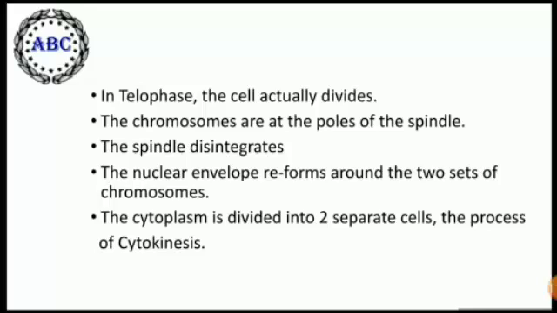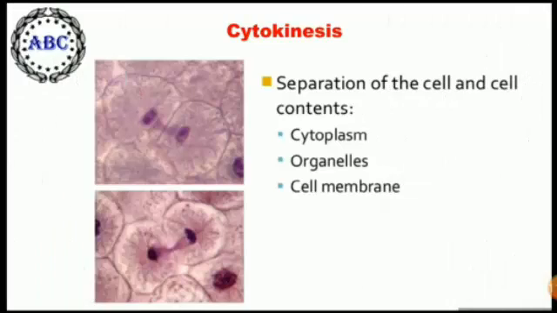The chromosomes are at the poles of the spindle. The spindle disintegrates. The nuclear envelope reforms around the two sets of chromosomes. The cytoplasm starts to divide into two separate cells and the process of cytokinesis is going to start. This is cytokinesis. After nuclear division, that is karyokinesis, division of cytoplasm, that is cytokinesis, occurs.